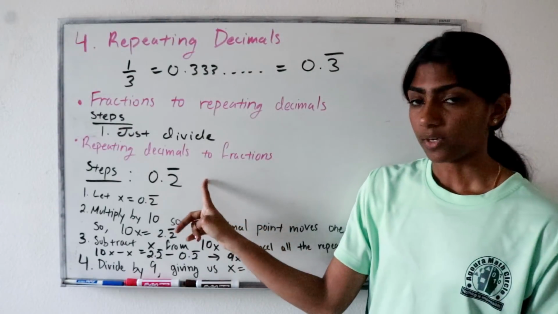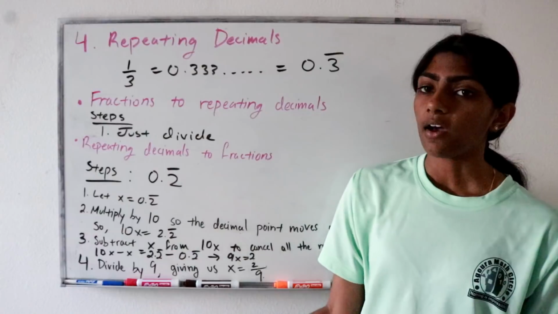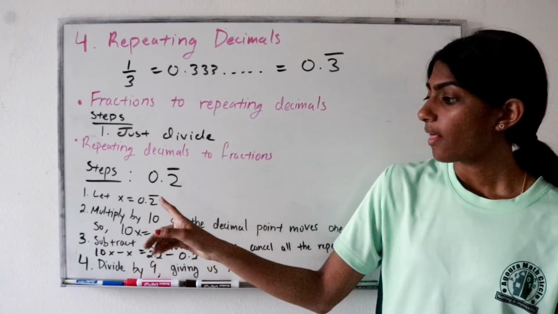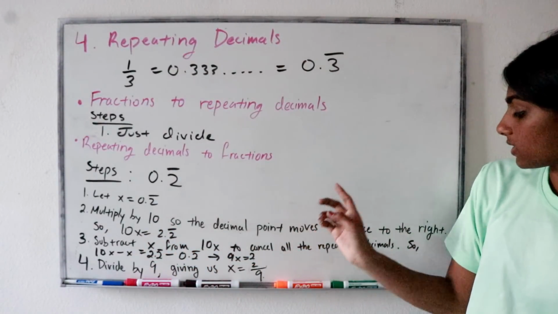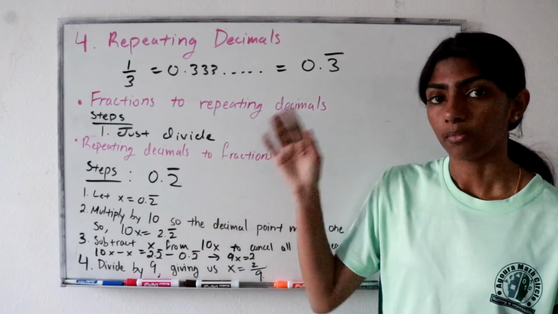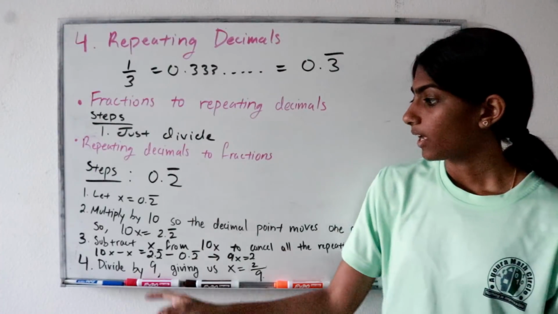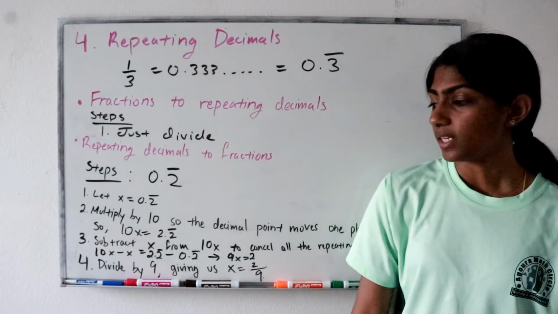And let's look at the example right here. We want to convert 0.2 repeating to a fraction. So first, we're going to let x equal 0.2 repeating. Then, we're going to multiply by 10, so the decimal point moves 1 place to the right. So, 10x equals 2.2 bar. So remember, we moved it by 1 by multiplying by 10. And whatever we do to this side, we have to do to this side. So that's why it's 10x equals 2.2 repeating.